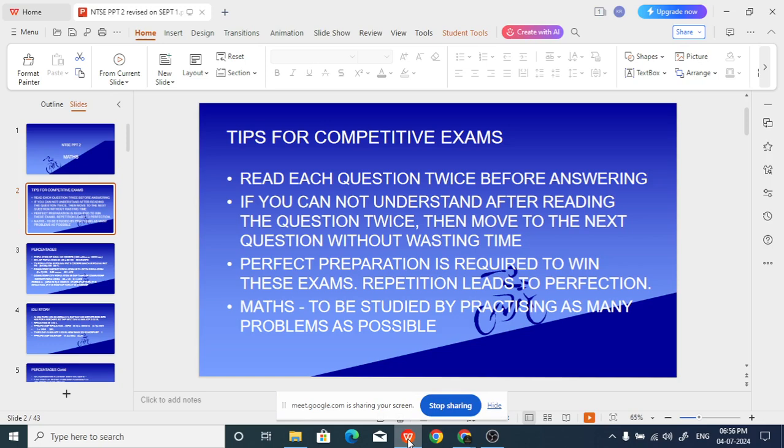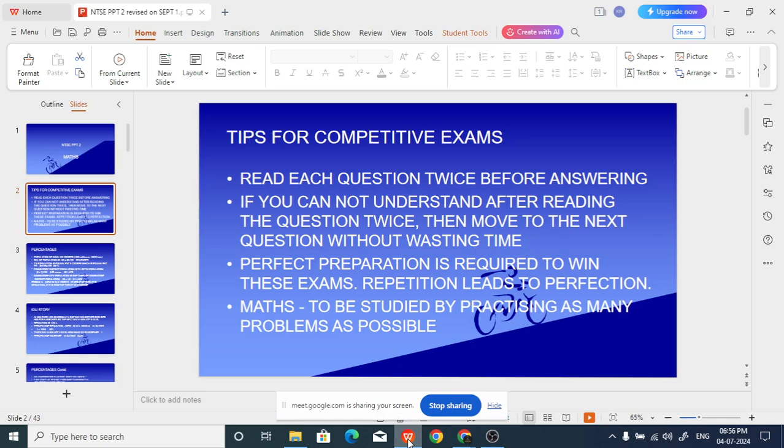But generally, people will think that MCQ exams are difficult, but it's not so. So read each question twice before answering. If you cannot understand after reading the question twice, then move to the next question without wasting time. Not answering is different, but you should understand the question first, then only you can answer. If you are not able to understand the question, don't waste your time, move to the next one, because you need to answer nearly 60 questions in 1 hour. That is, one question gets only 1 minute. So you cannot waste your time.